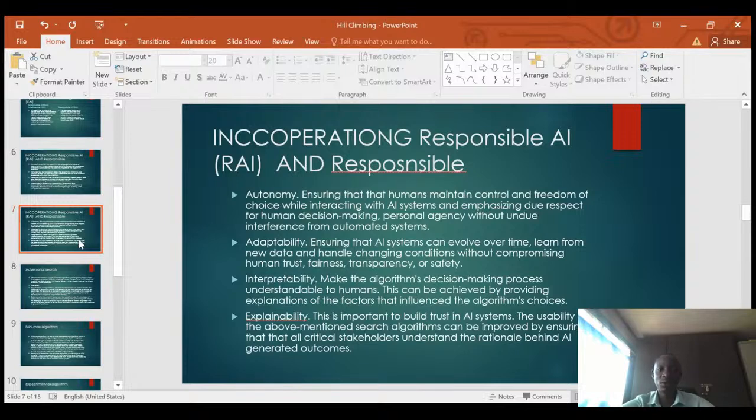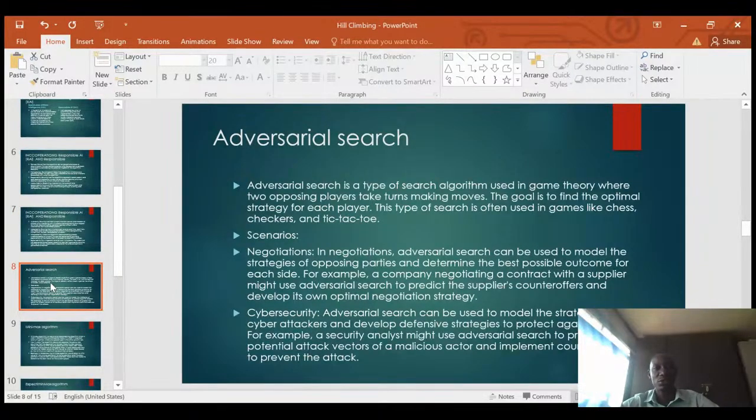You can take them: autonomy, maintain control and freedom of choice while interacting with an AI system, and emphasizing due respect for human decision making. The device itself, the AI which is developed, should not go beyond someone's, how do I term it, someone's life. Now, next, that was under question 2.